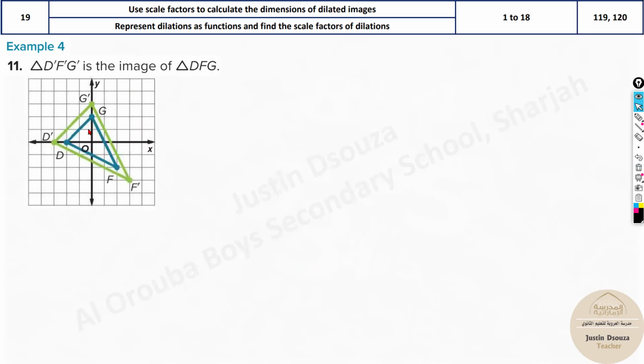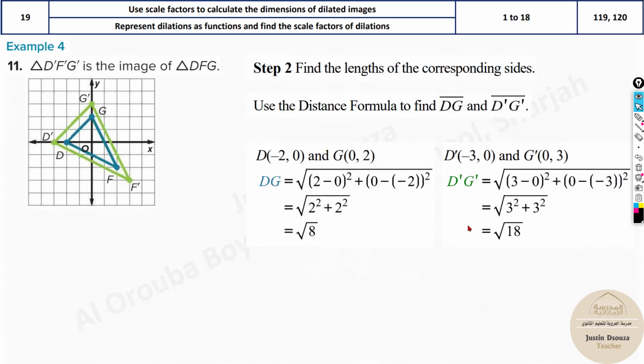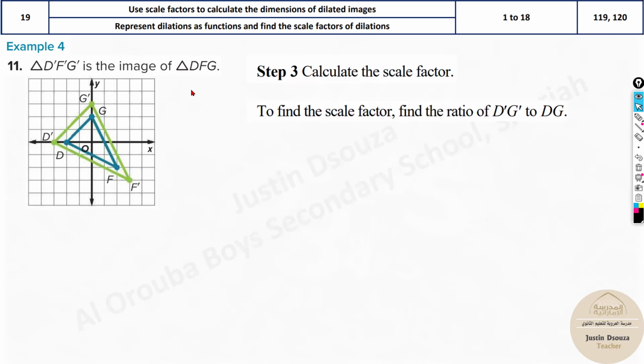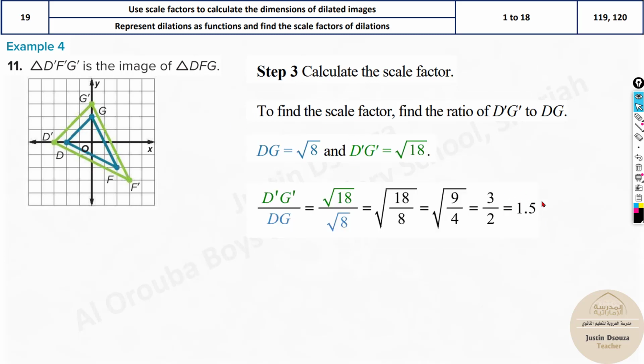Same thing over here, same concept. Take any 2 points. Here also you can use the Pythagoras theorem and solve. Take any 2 points, find the distances and then solve it. After finding the distance, you should just divide the dilated image by the original image to get the scale factor. Here you can see the dilated image is bigger. Bigger by what? 1.5 factor.